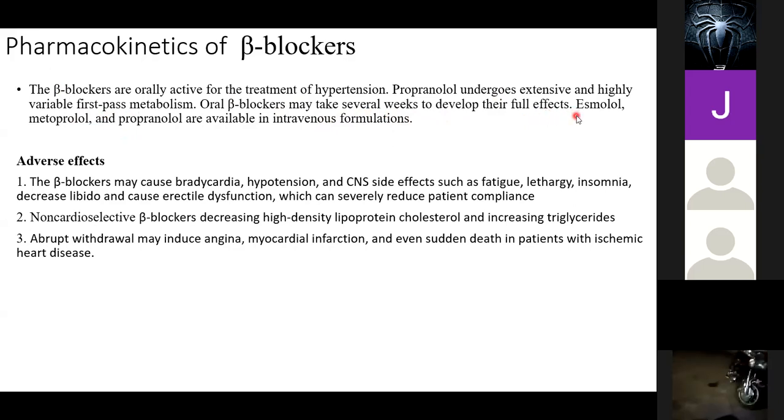Now, there are other forms of formulation. We have esmolol, metoprolol, and propranolol, which can be given intravenously. And if you've learned intravenous formulation in pharmacology 1, this should be easier for you. So let's come to the adverse effects. Beta blockers may cause bradycardia.